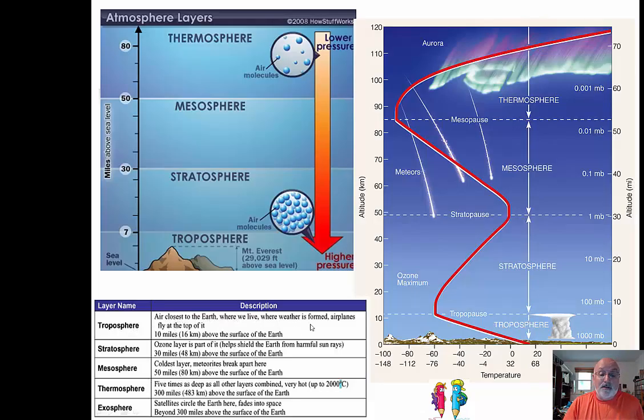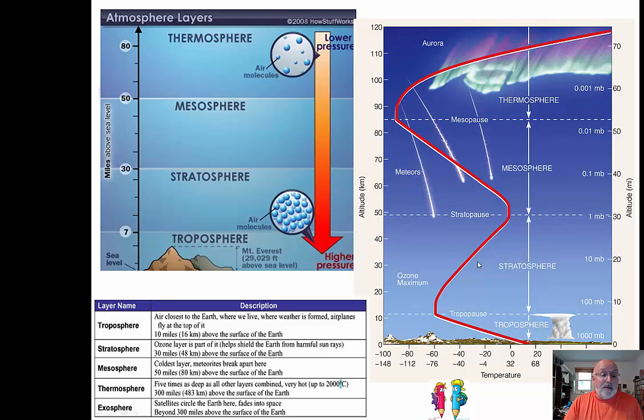Troposphere, area closest to the Earth. It's the most dense air. It's the one that has the weather. Airplanes fly at the top of it into the stratosphere, 10 miles up, and most of the atmosphere, and we're going to find 80 to 90% of the atmosphere is in this first 10 kilometers, or first almost like 8 miles tall. Stratosphere, ozone layer is located up here.